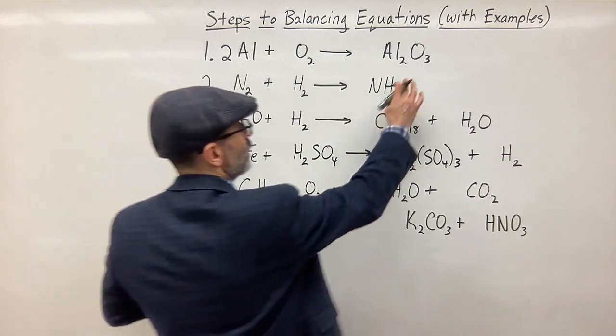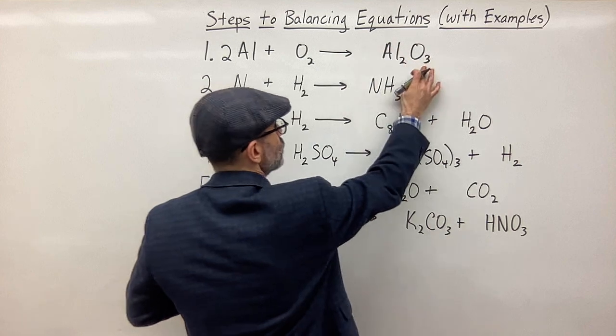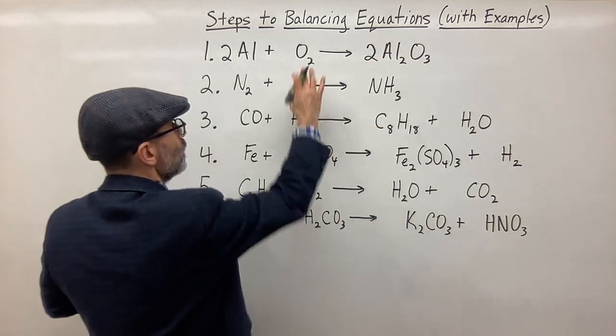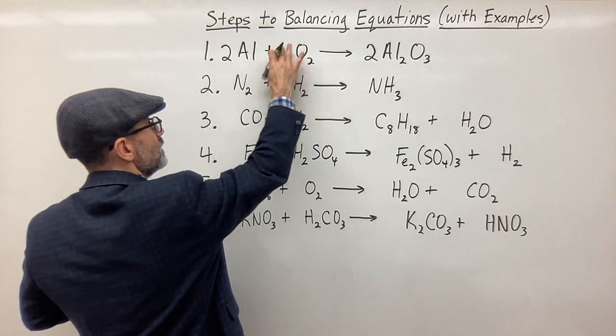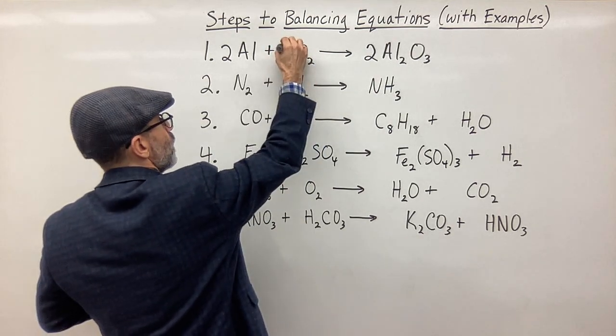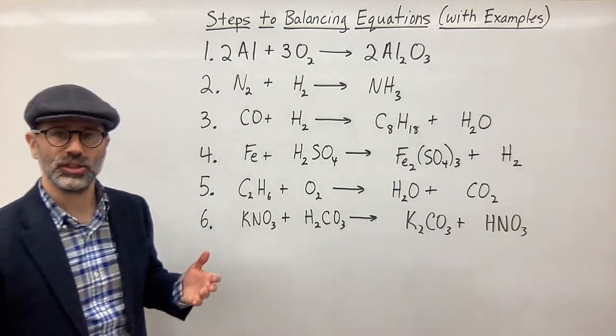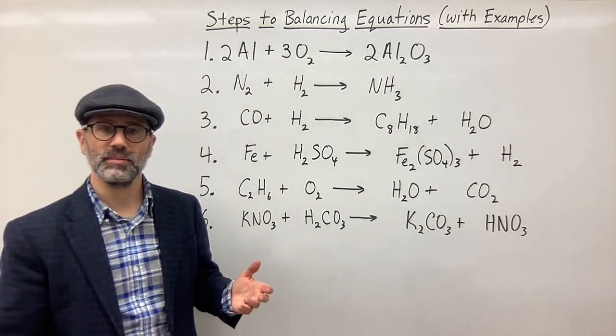So in order to get 6 here, 2 times 3 will give me 6. So I need a 3 coefficient there. And over here, what times 2 gives me 6? Well, 3 times 2 gives me 6. So I need a 3 coefficient there. So now I have 6 oxygens on both sides.